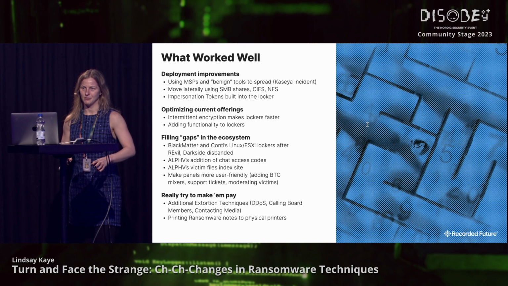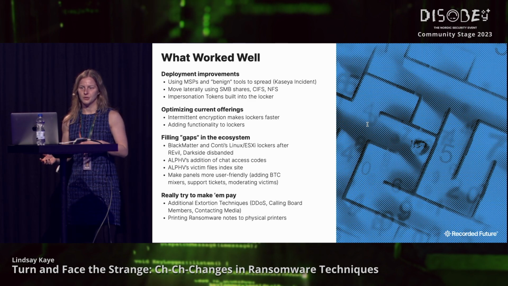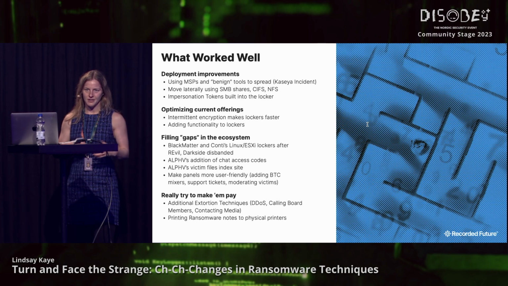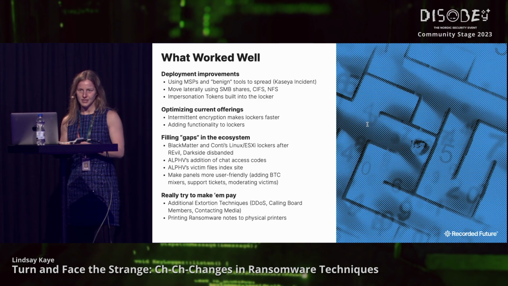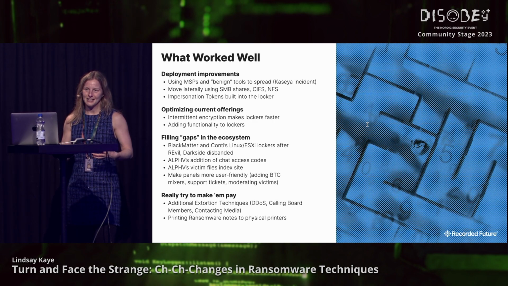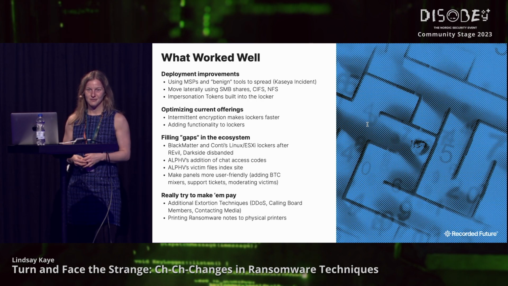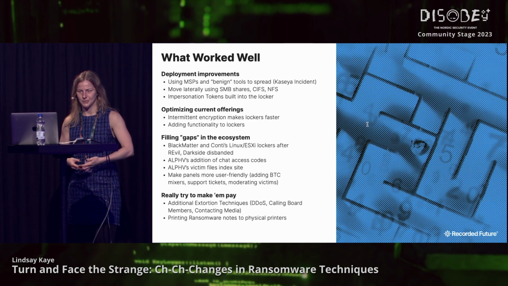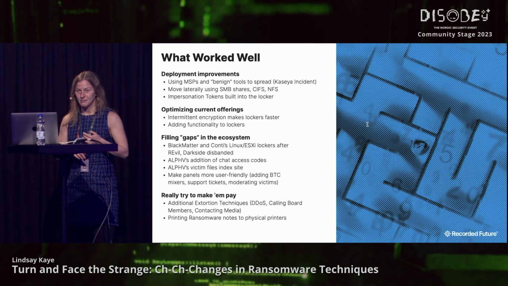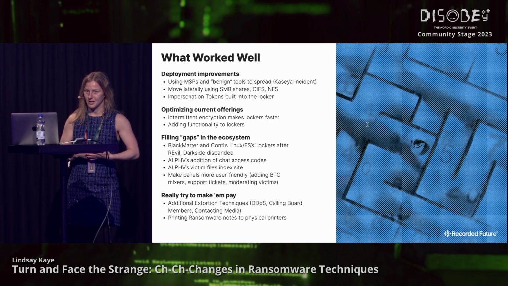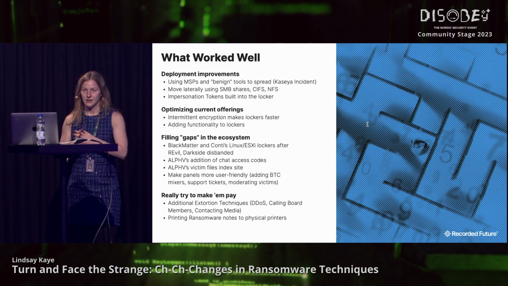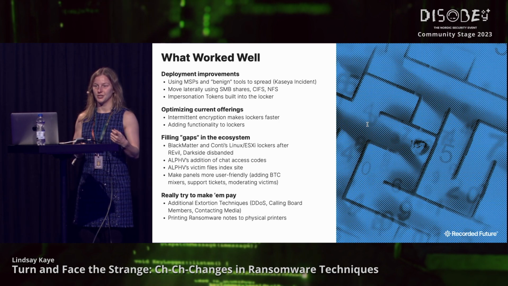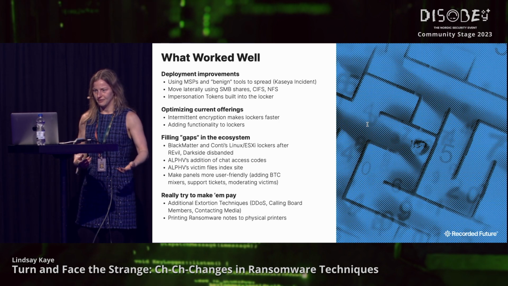So first, some of the deployment improvements. By and large, we've seen threat actors move towards using things like benign tools and the artifacts of how the operating system works to spread their ransomware. Previously, you would see a lot of custom tooling, which is a lot easier to detect if you're looking for something that's bad, whereas it's a lot harder to detect anomalies in these tools that you expect to be there. So for example, MSPs, and the Kaseya incident comes to mind as well. Using SMB shares to move laterally, CIFS and NFS are also another couple examples. And one of the other things that we see ransomware threat actors do is they'll start to build impersonation tokens into the actual locker so it can spread itself.